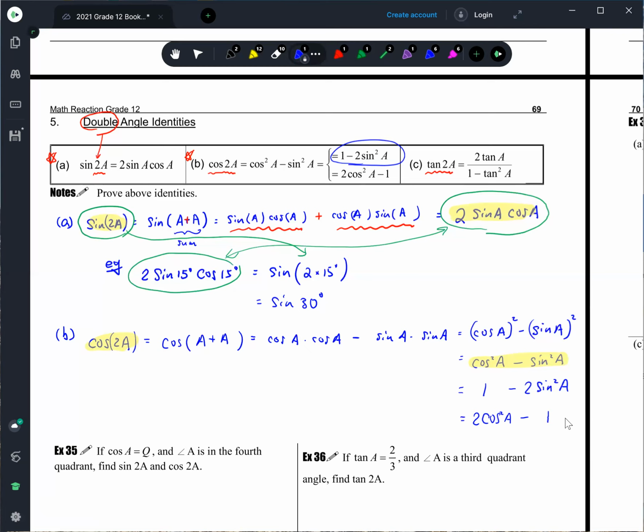So both, actually all three of them: sine double, cosine double, tangent double, they can all be derived from the sum and difference formulas, the sum and difference identities. Please raise your hand if you finish copying.